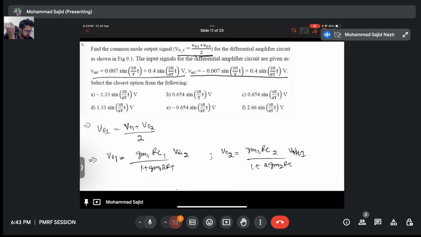Now I need to find the common voltage VOC. That will be V01 plus V02 by 2. If we assume GM1 2 times RT is greater than 1, it will be given by RC1 by 2 times RT plus RC2 by 2 times RT, all divided by 2.